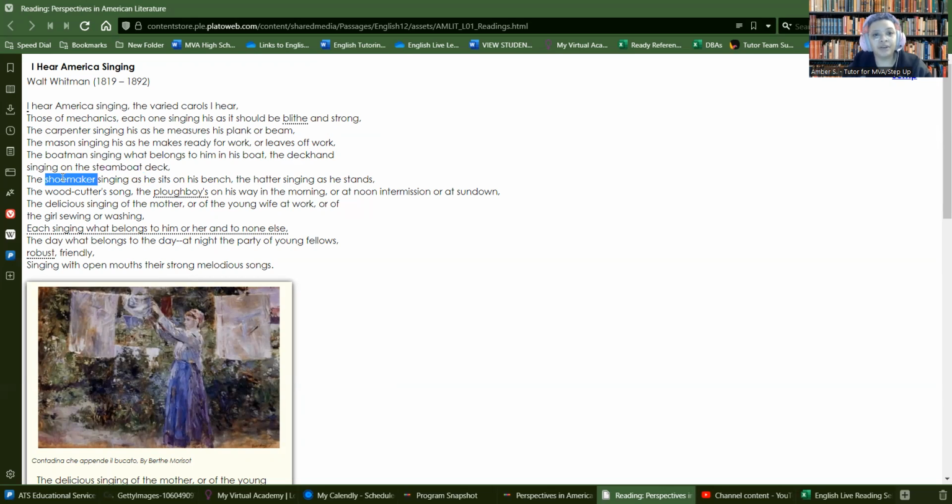So we've got shoemaker next. That's pretty simple. A person who makes shoes. As he sits on his bench, a hatter. That's a person who makes hats. So these two are related. These two people make clothes, just like the deckhand and the boatman both work on a boat. So he's grouping different types of workers together based on what they do.